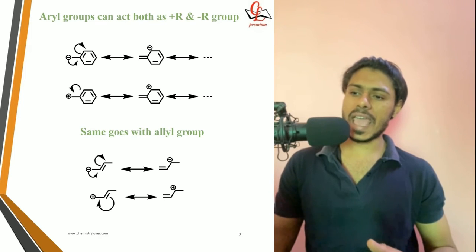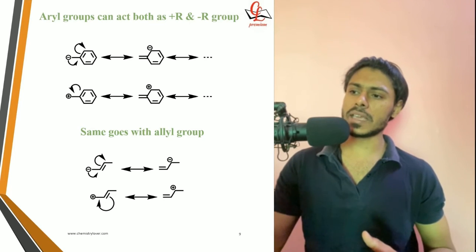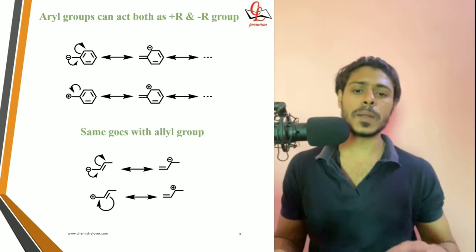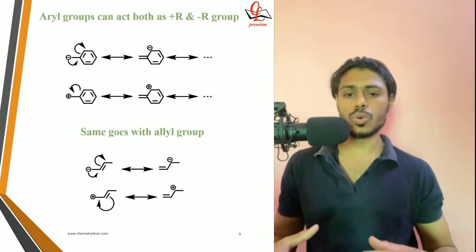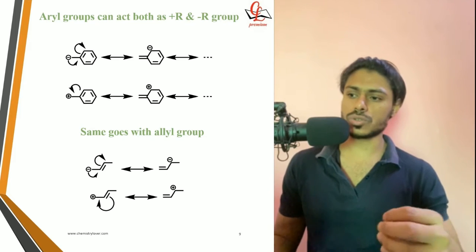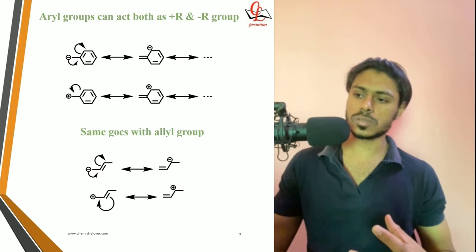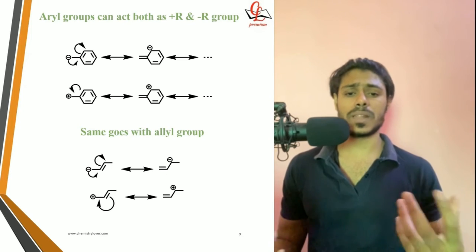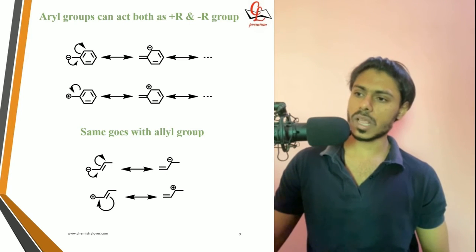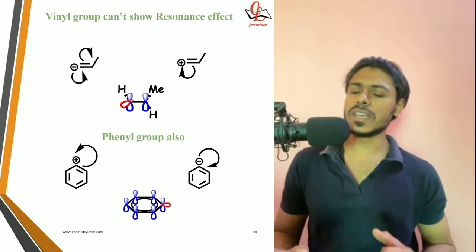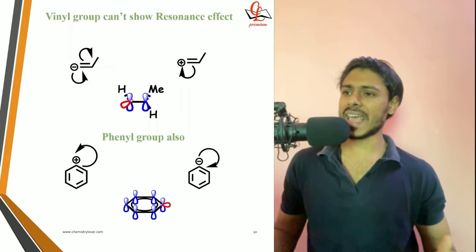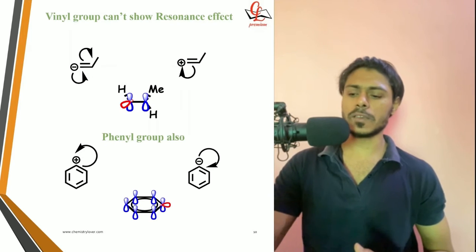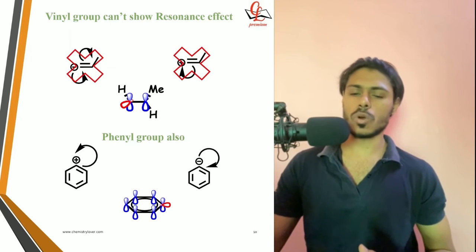Same goes with the allyl group. Similar to the aryl group, they can show both plus R effect and minus R effect depending on the situation to which they are attached. If they are attached to a negative center, they show minus R effect. If they are attached to a positive center, they show plus R effect. But in case of vinyl group, they cannot show resonance effect. So the arrow whatever I have given is actually wrong, so it is not possible.